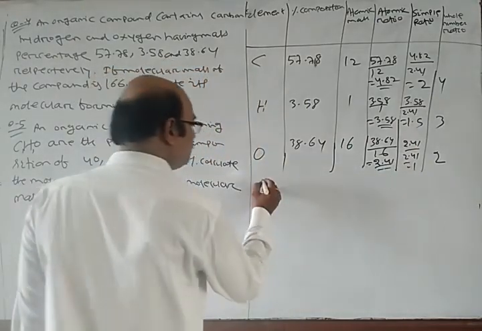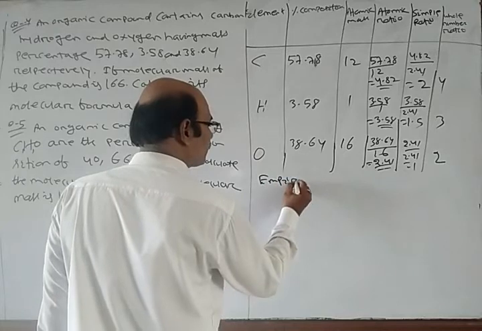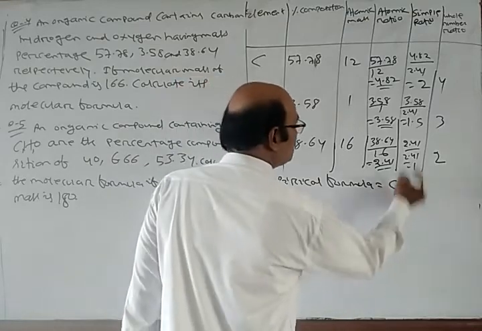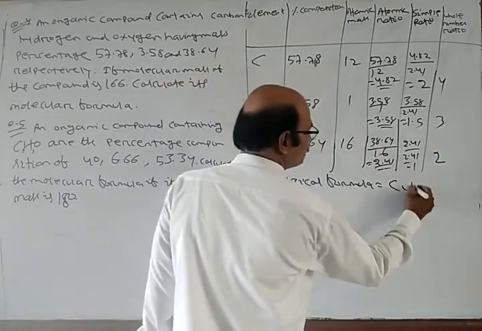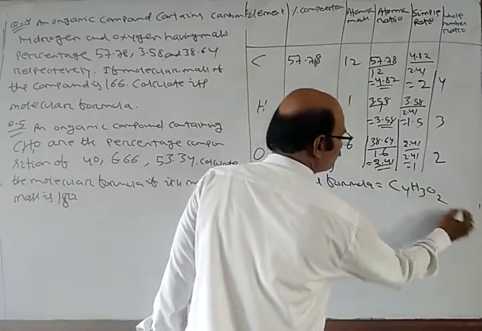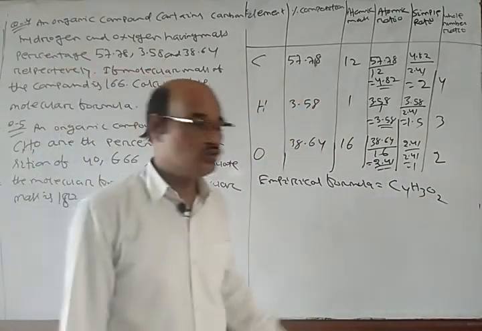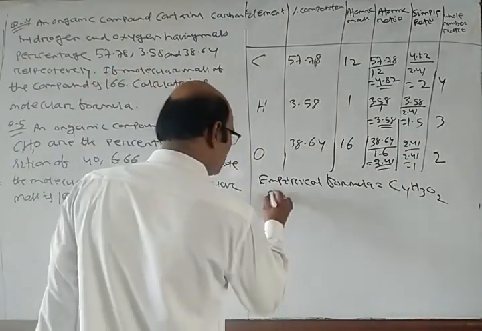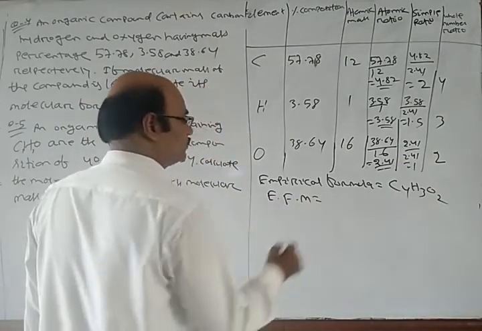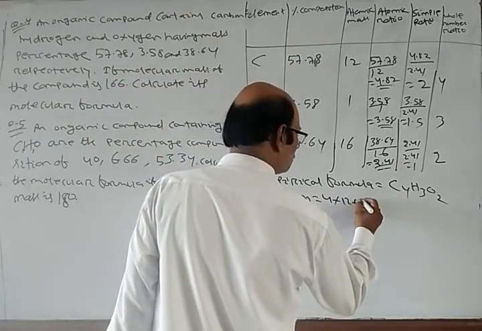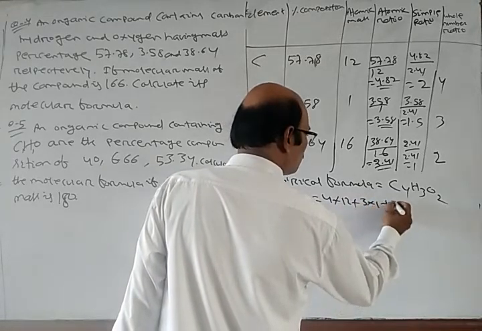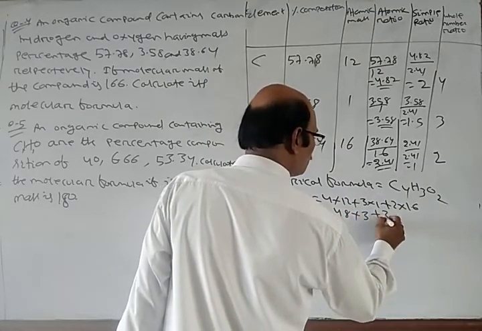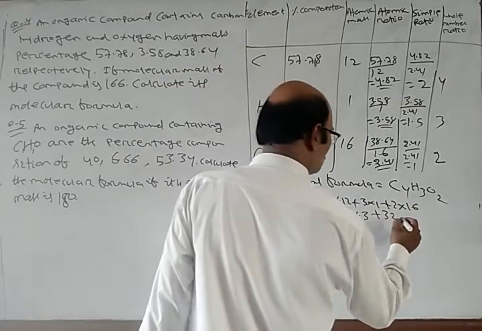So from this I can write the empirical formula: C4H3O2 is the empirical formula of the compound. Now empirical formula mass equals 4 into 12 plus 3 into 1 plus 2 into 16, equals 48 plus 3 plus 32.